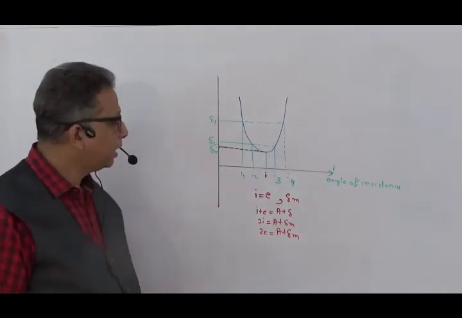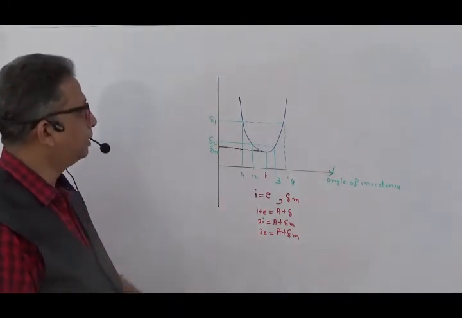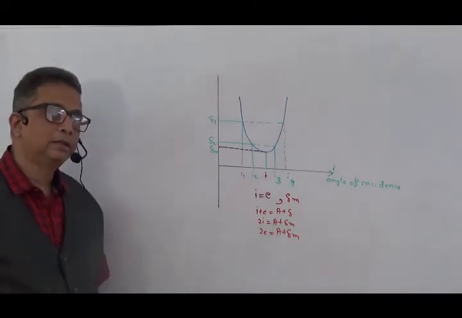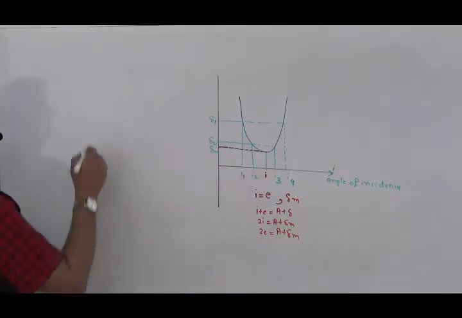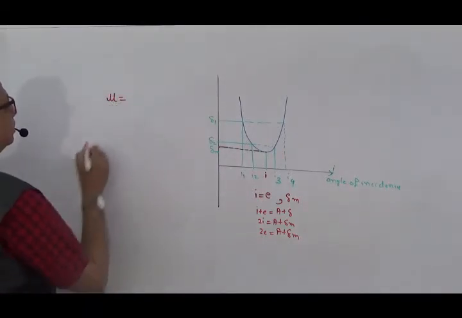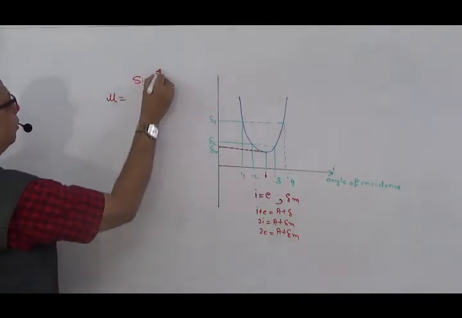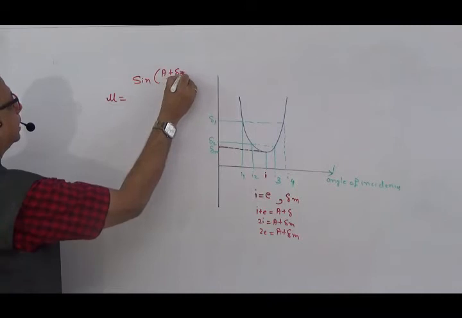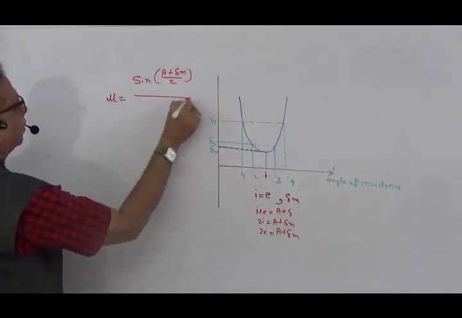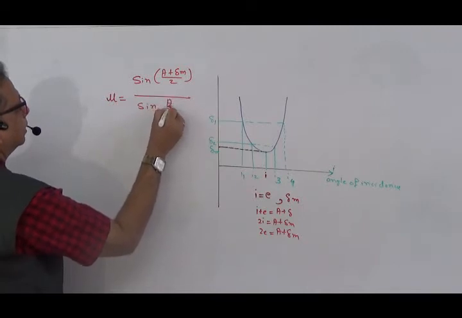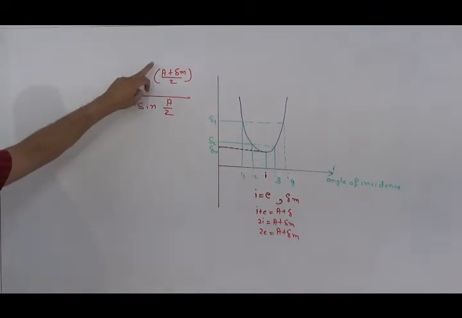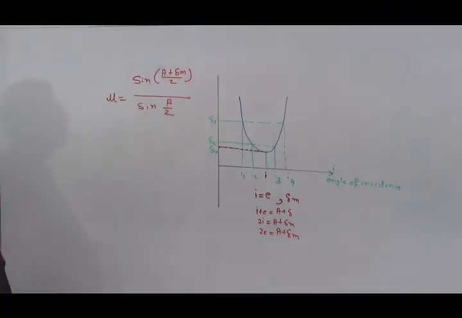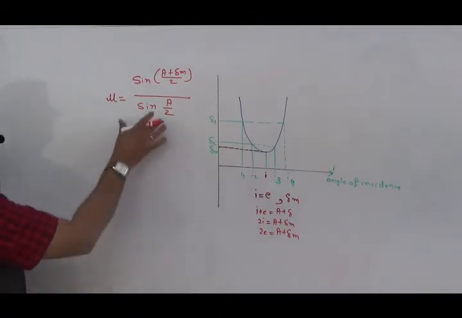Now with this particular part, there is an equation which relates the refractive index of a prism with the minimum deviation, and that equation is given as the refractive index is equal to sine of (A plus delta M) upon 2, upon sine A upon 2. This is the relation of the refractive index of the glass, prism angle A, and the minimum angle of deviation delta M. Is this clear?